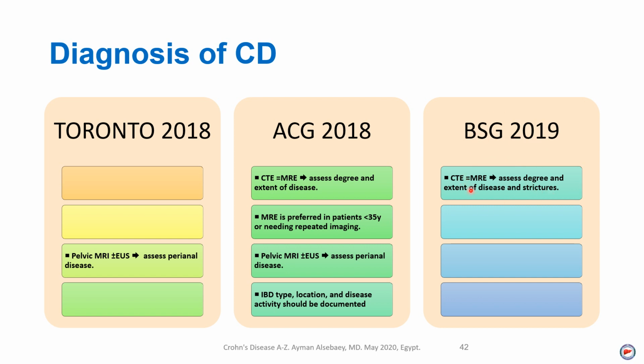BSG, they are the same, okay? Of course, the Toronto and ECCO said, if you are suspecting perianal disease, you should do basically pelvic MRI, fistulogram, with or without EUS if it is available to accurately assess the perianal disease. The ECCO always loves to do mapping before therapy, so IBD type, location, and disease activity should be documented.